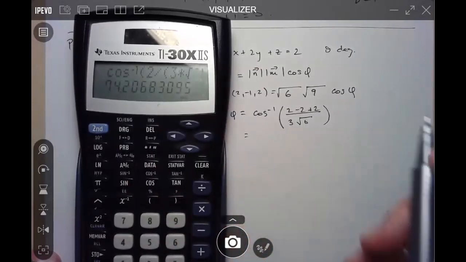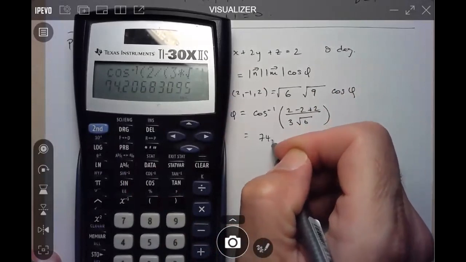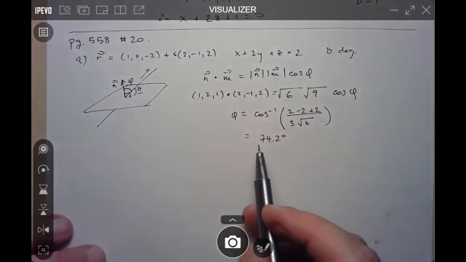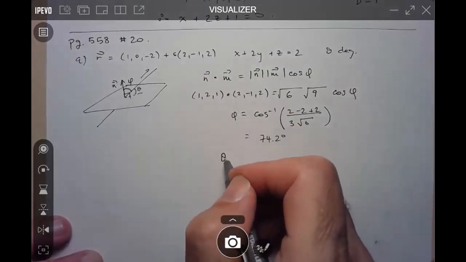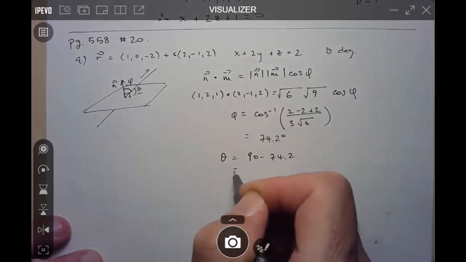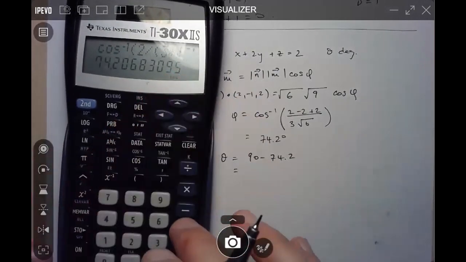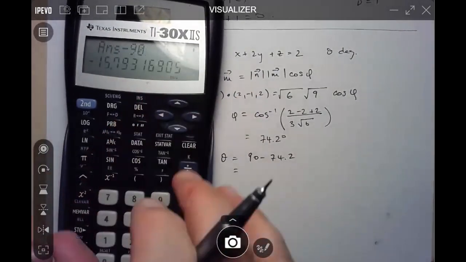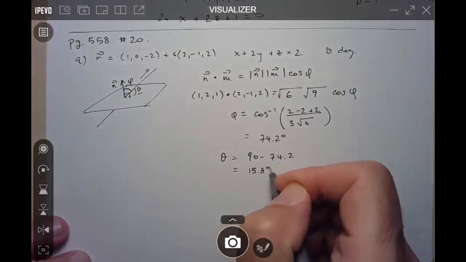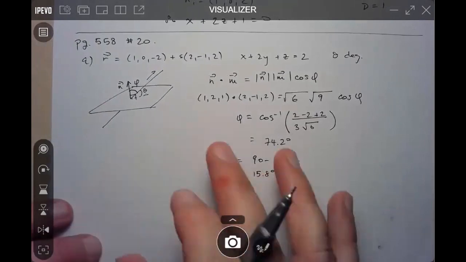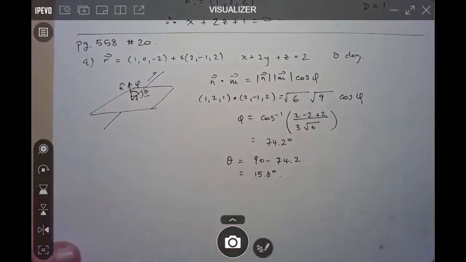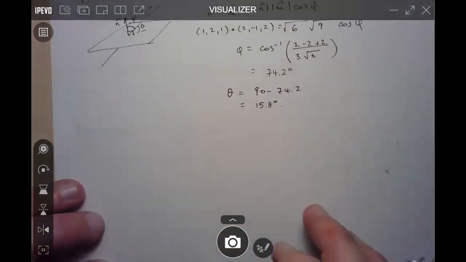So 74.2. But remember, we're not looking for 74.2. We're looking for theta, which is 90 minus 74.2, which is 15.8. Okay, and there you go. So again, a bit of a different question, but with the diagram, we were able to figure it out. So let's look at, I think there were some other parts here.